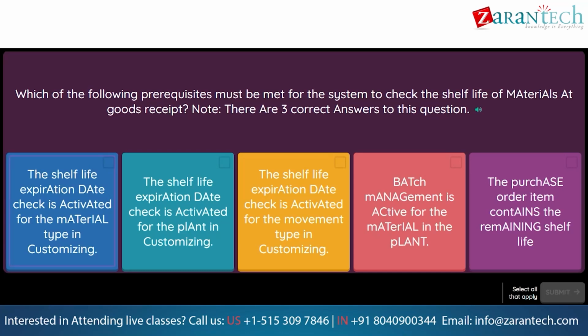Option 1: The shelf life expiration date check is activated for the material type in customizing. Option 2: The shelf life expiration date check is activated for the plant in customizing. Option 3: The shelf life expiration date check is activated for the movement type in customizing. Option 4: Batch management is active for the material in the plant. Option 5: The purchase order item contains the remaining shelf life.